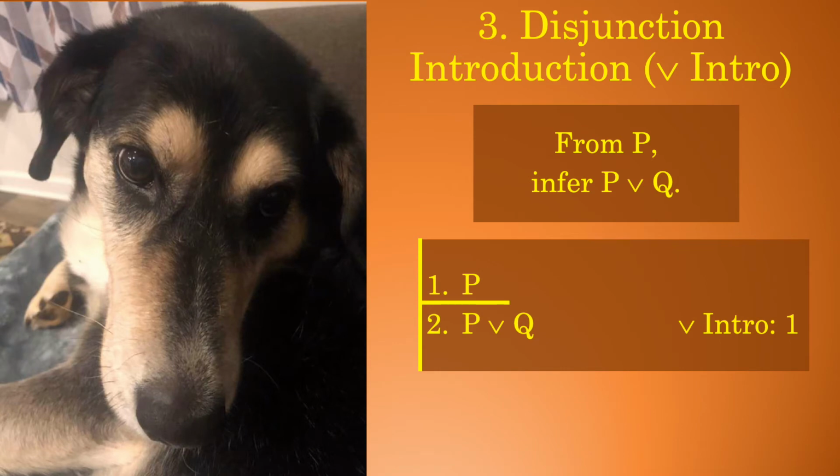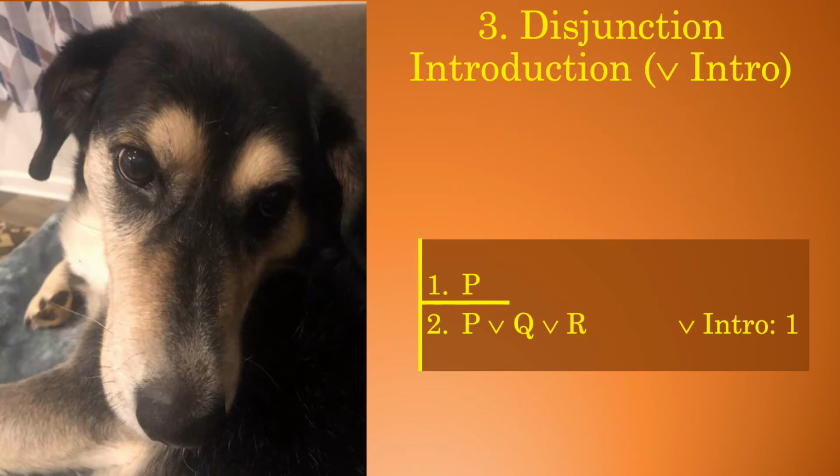Here would be a basic application of or introduction in a proof. So you're given P, and then you can write down P or Q, and what you put as your rationale in the right-hand column over there is or intro and line 1, which serves as the trigger, as it were, for the or introduction.